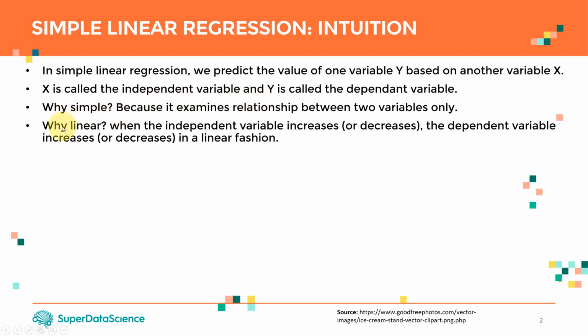The next question is why linear? It's linear because when the independent variable increases or decreases, the dependent variable increases or decreases in a linear fashion as well. All right. So let's assume that all I've just described is not clear. Let's take a look at a practical example.